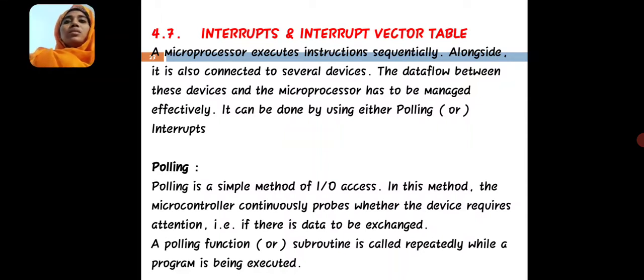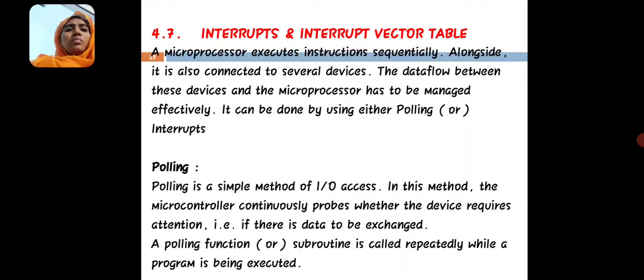An embedded system has a processor. The processor is connected to different I/O peripherals, sensors, ADC converters, DAC converters, LEDs, LCDs. Different types of blocks are connected to this processor. The data flow between these devices and the processor has to be managed effectively, right? So we have to manage effective connections between I/O devices and the microprocessor.